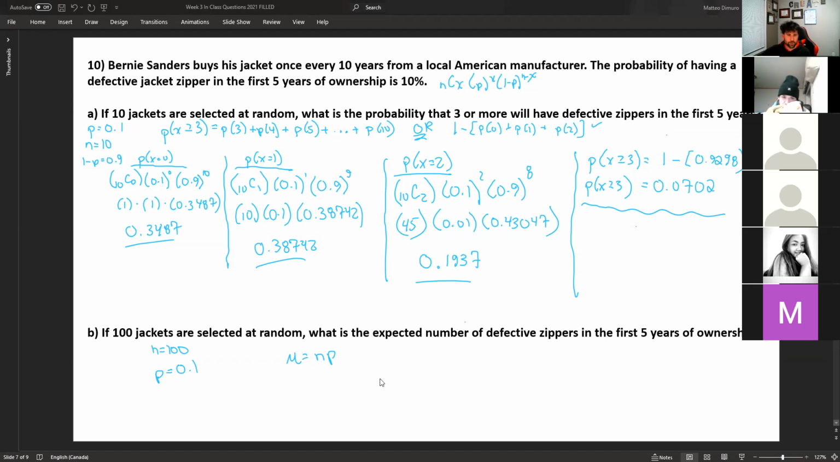There are different ways to word this question. I could just say, if you had 100 jackets, how many defective zippers would you have, or something like that. So there are ways of asking it that are maybe a little bit more sneaky. Okay, but it's just a matter of multiplying 100 by 0.1. So that's not very hard. So you'll get 10 there.